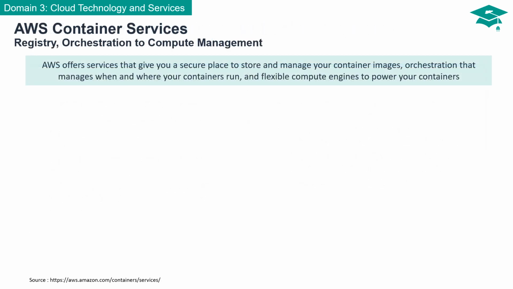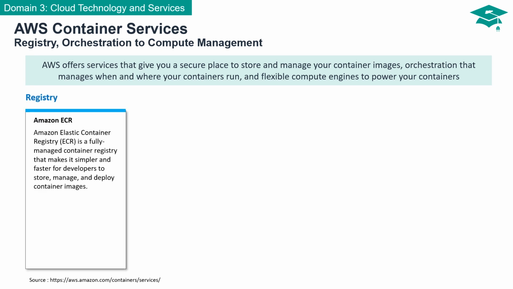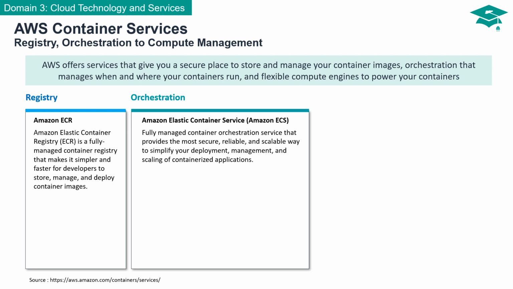AWS provides a comprehensive suite of container services that encompass registry, orchestration, and compute management, delivering a secure and efficient platform for your containerized applications. In the realm of container registry, we have Amazon Elastic Container Registry, or ECR, a fully managed solution that streamlines container image storage, management, and deployment for developers. For container orchestration, AWS offers 3 robust choices.